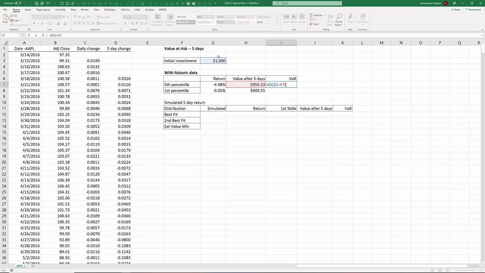So here we are looking at the potential exposure to risk. This one is 5%, and copy that down. So that will be at the first percentile. So this is 5%, and this is 1% risk, value at risk. Okay, so now this is a deterministic model. Now we're going to fit a probability distribution for this 5-day change, and then we will simulate the value at risk.